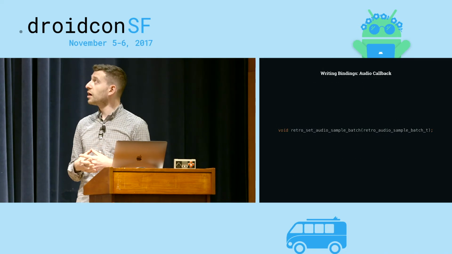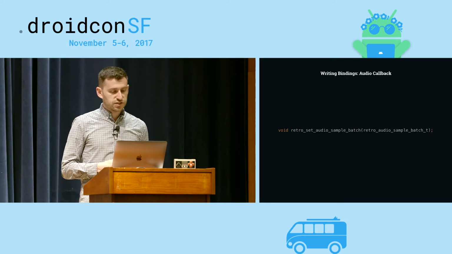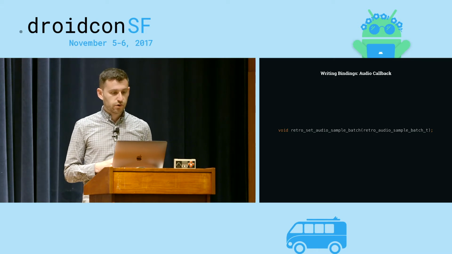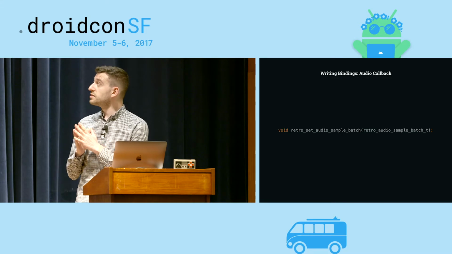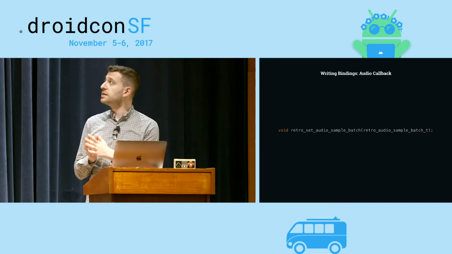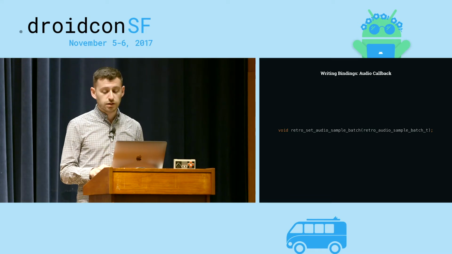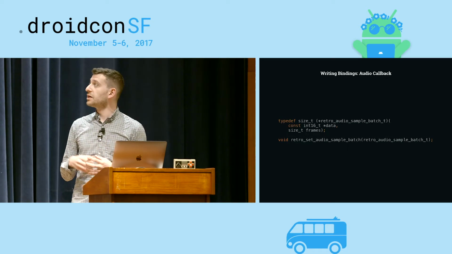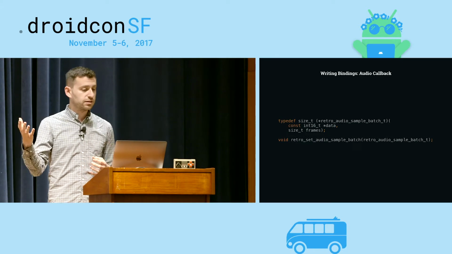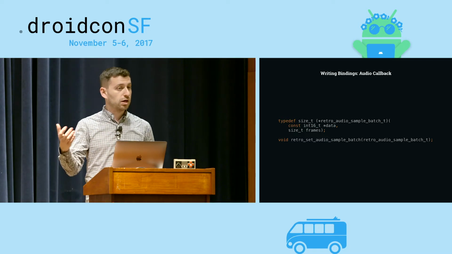Next, we have the first callback. This one's for audio. So this is what the C definition looks like for setting the audio callback. This one does not take a struct as a parameter. This actually expects a function pointer. The signature for that function pointer looks like this. It has two arguments, a pointer to some data, and some information on how long that data is.